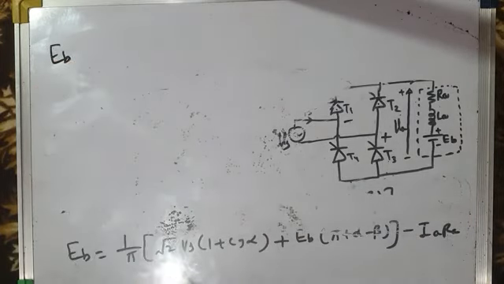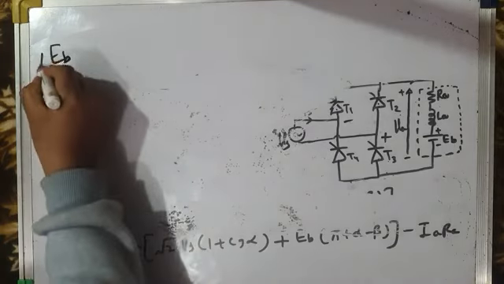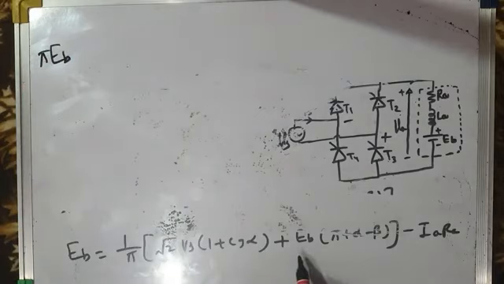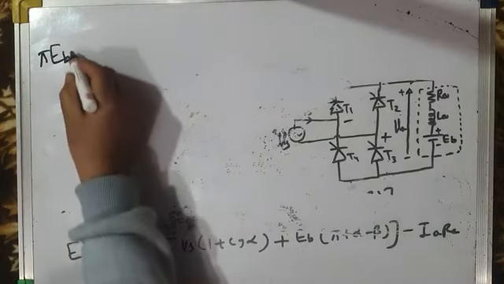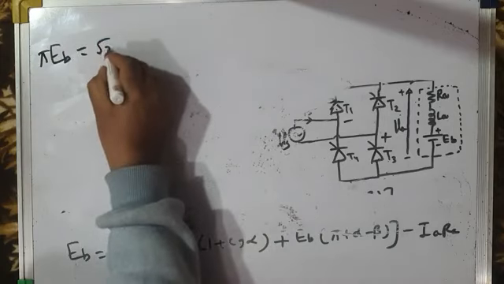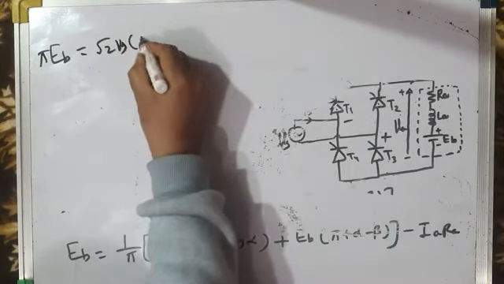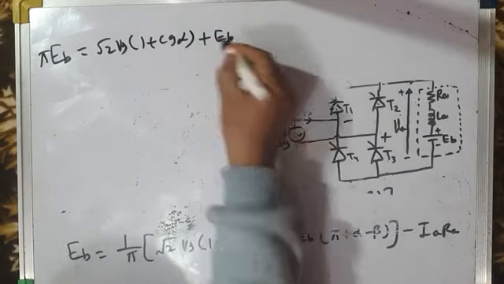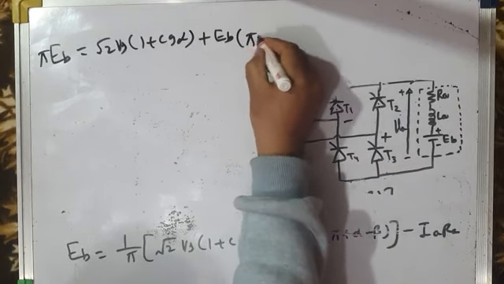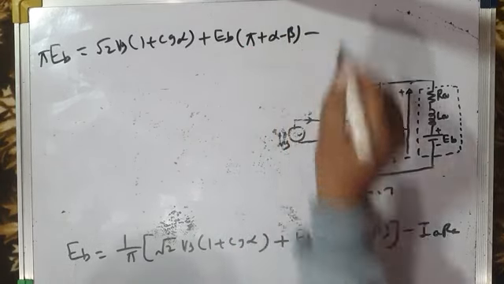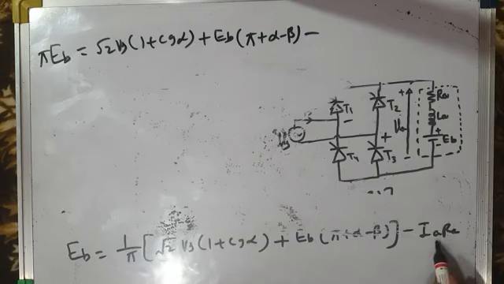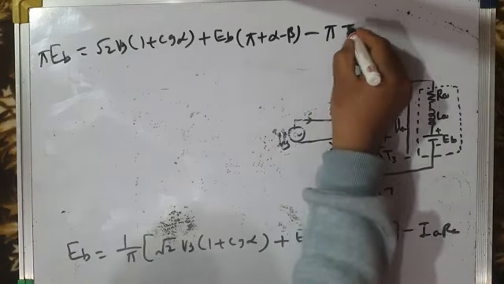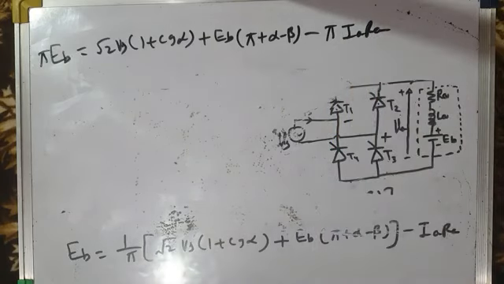Further simplification gives EB. If you multiply, here the LCM is pi, so cross multiplying, it will be pi EB. And pi EB is equal to root 2 Vs times (1 plus cos alpha) plus EB times (pi plus alpha minus beta), minus this pi will get multiplied to this term also. This will be minus pi Ia Ra, right? Okay, fine.